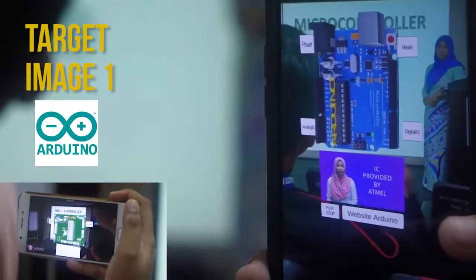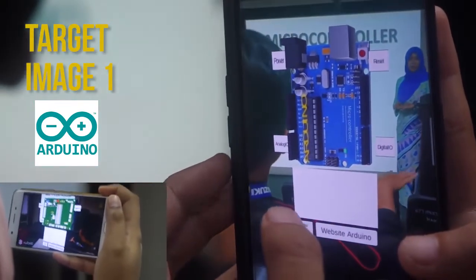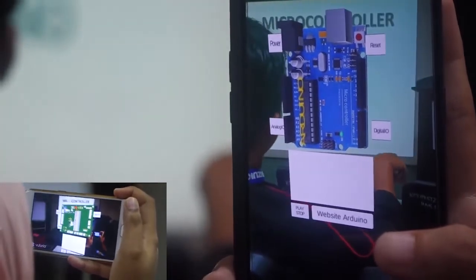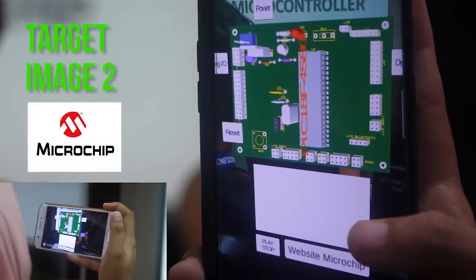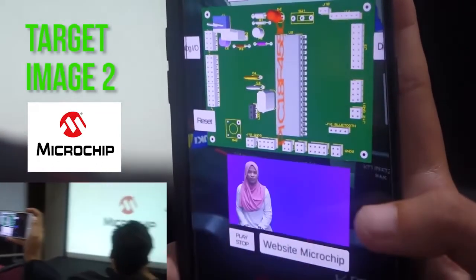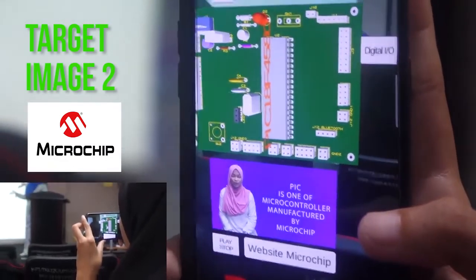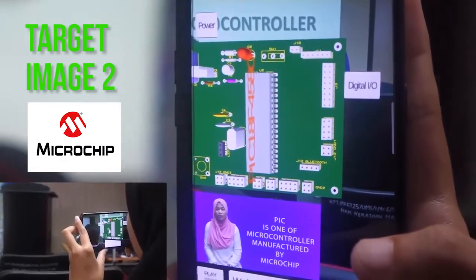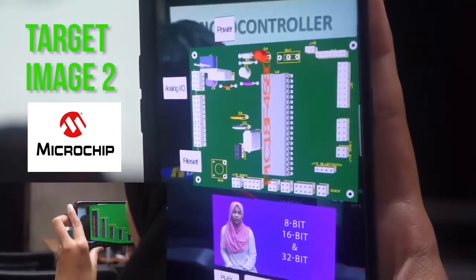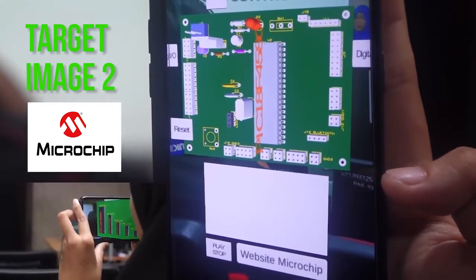Another image, come and see this. So this one is a microchip. Microchip, one of the company that have provide the IC. In our syllabus, we are going to learn about PIC, which provided by microchip. Then more about microcontroller on microchip products, which is PIC.